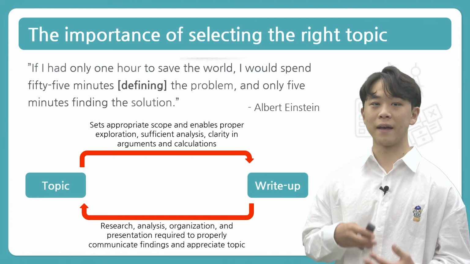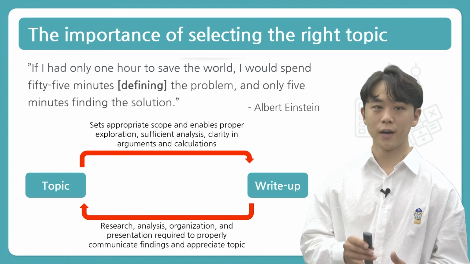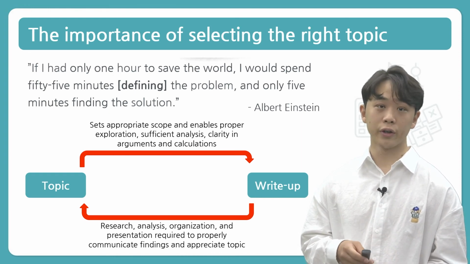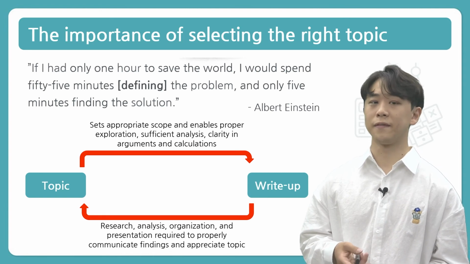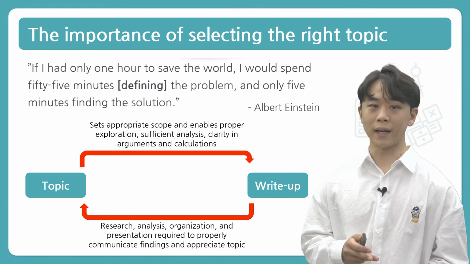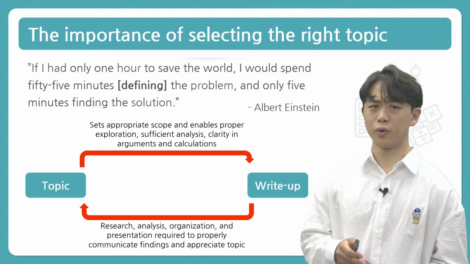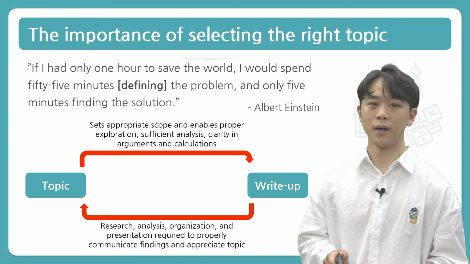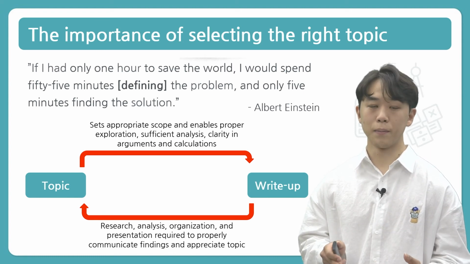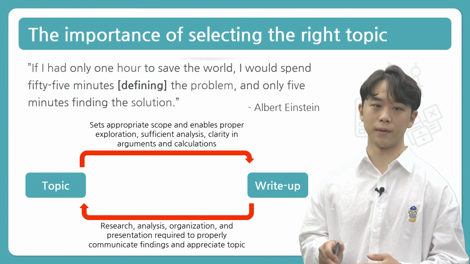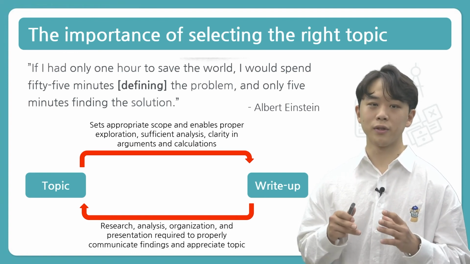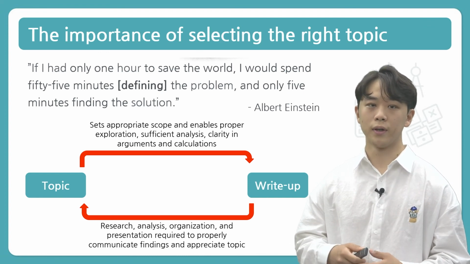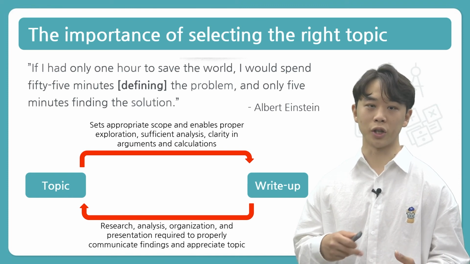Before we leave, let me emphasize once more why it's important for you to have the right topic for your assessments. Albert Einstein once said that if he had an hour to solve a problem, he would spend the first 55 minutes defining the problem and the remaining 5 minutes solving it. This just goes to show why it's important for you to choose the right topic for your IA and EE. There is a positive feedback loop between a good topic and a proper follow-up writing. Only by choosing the right topic for you will you set an appropriate scope and enable proper, sufficient exploration through clarity in your logic and calculations.